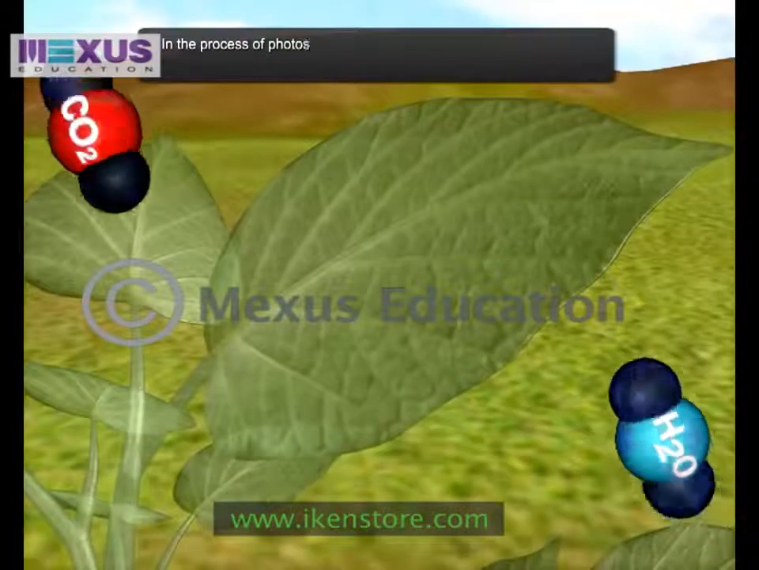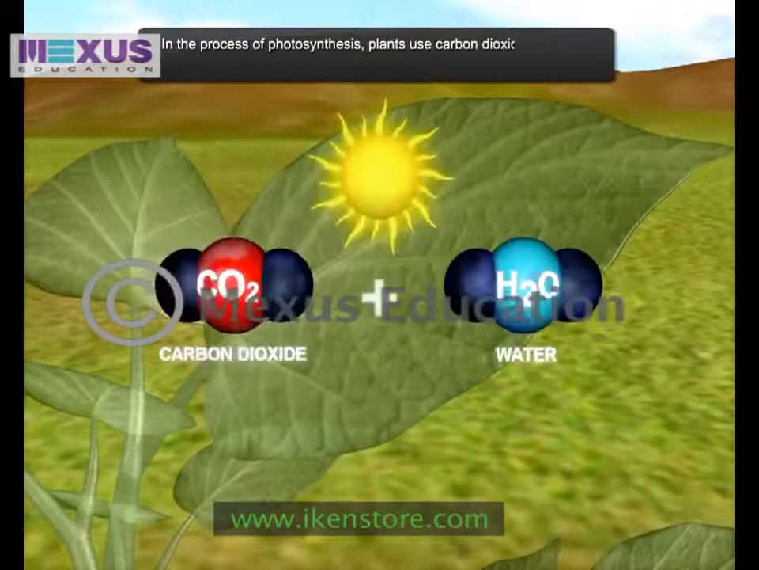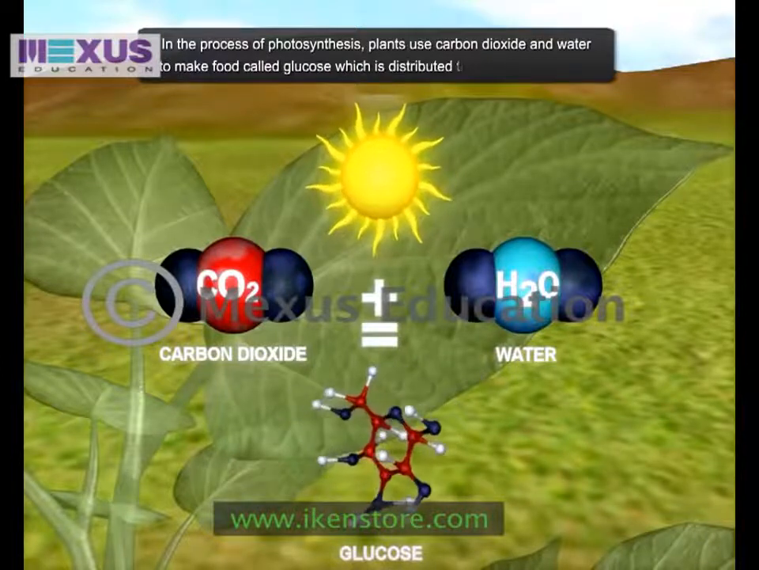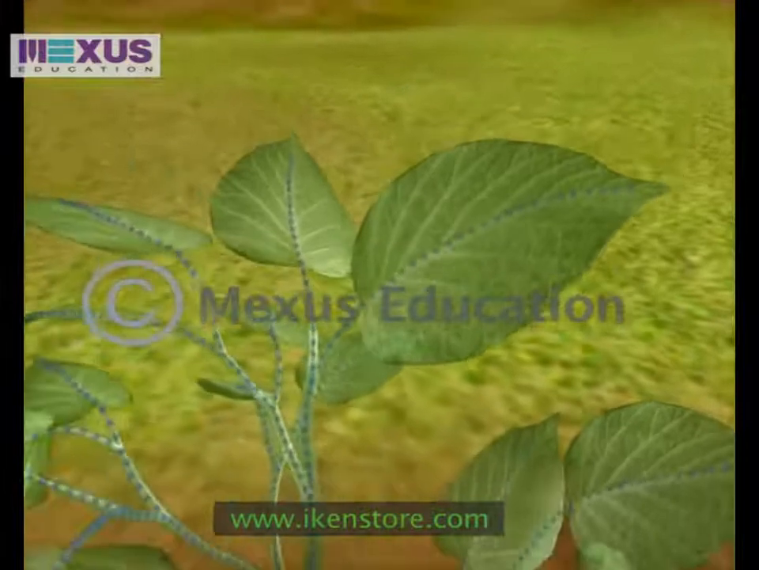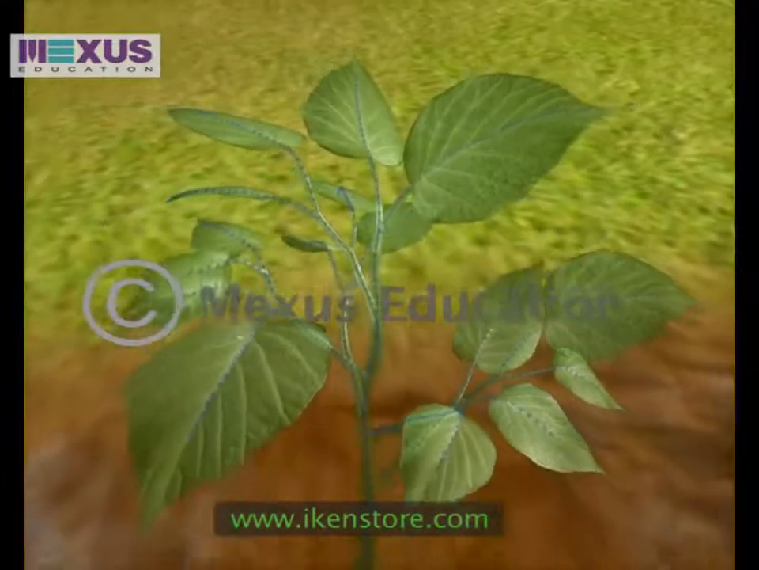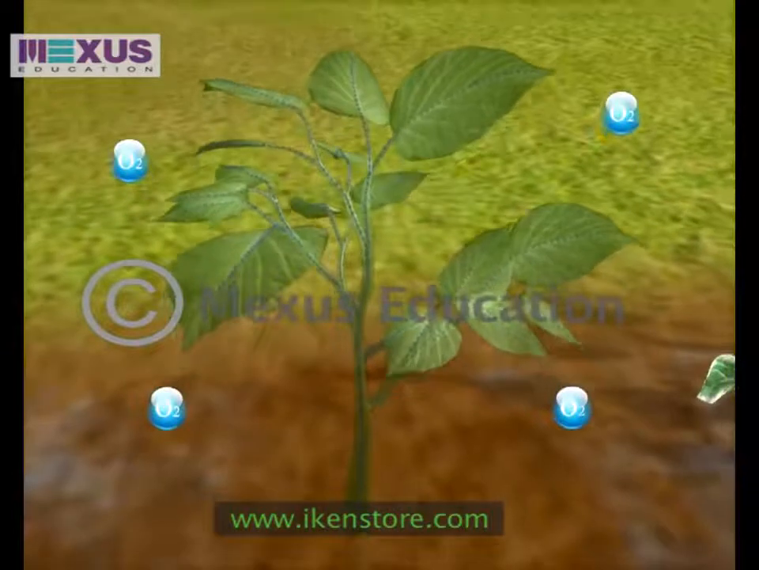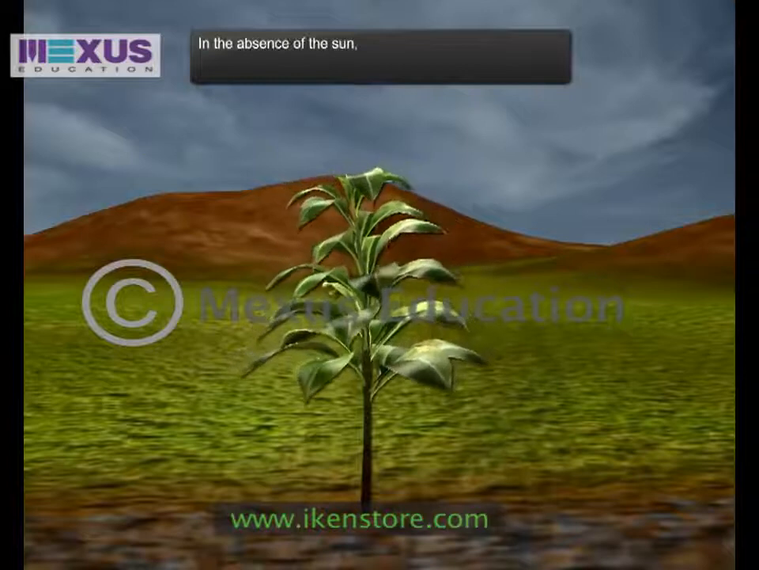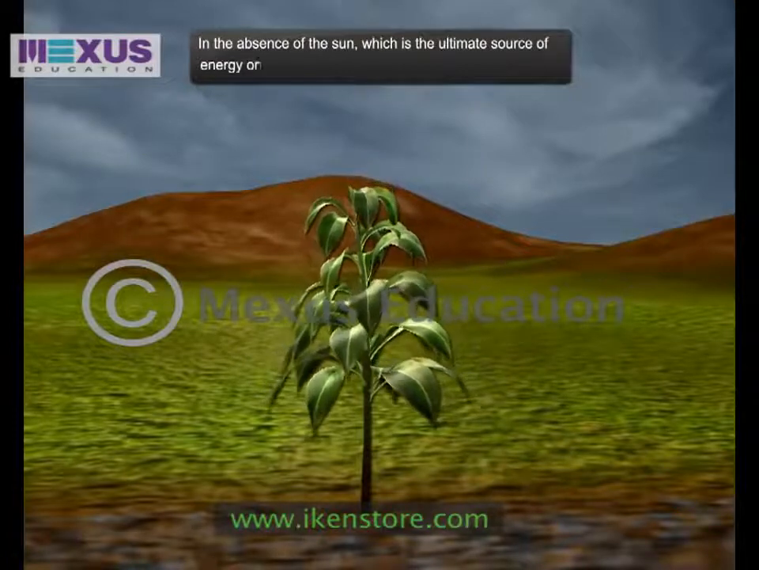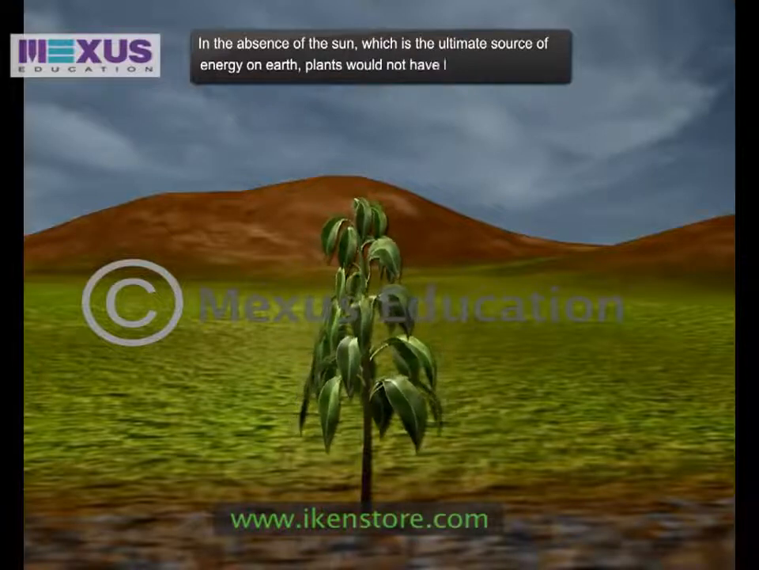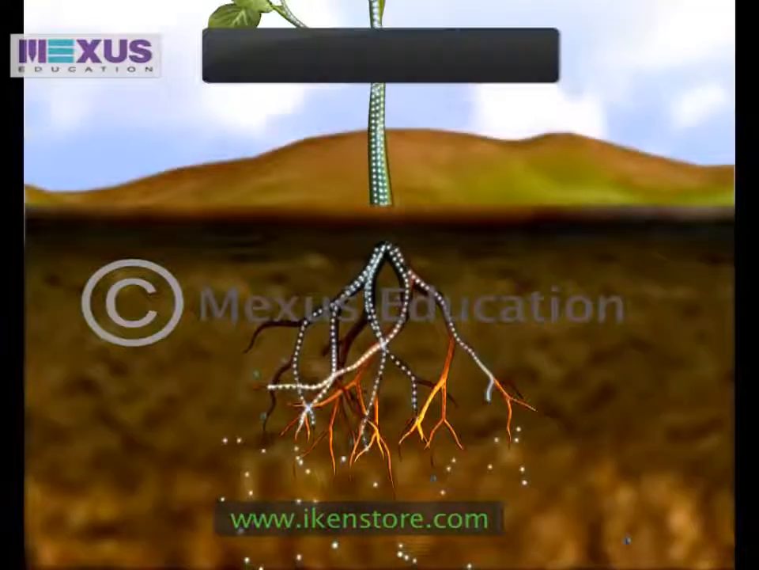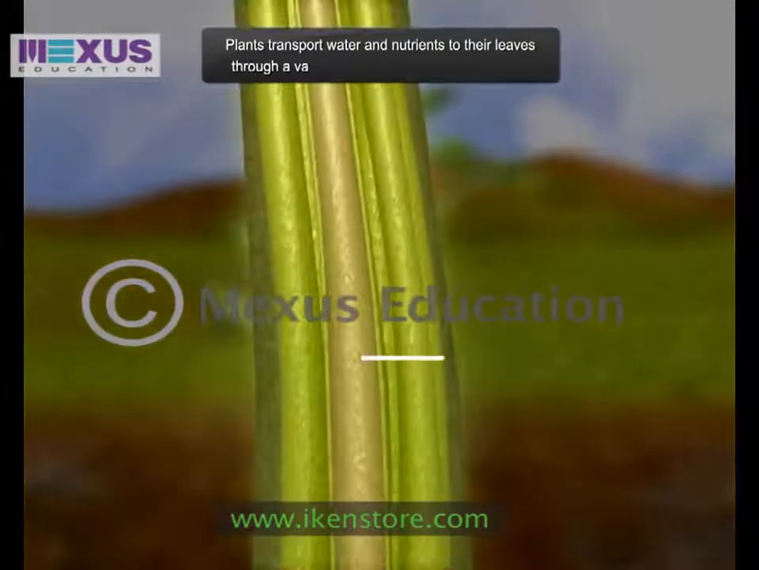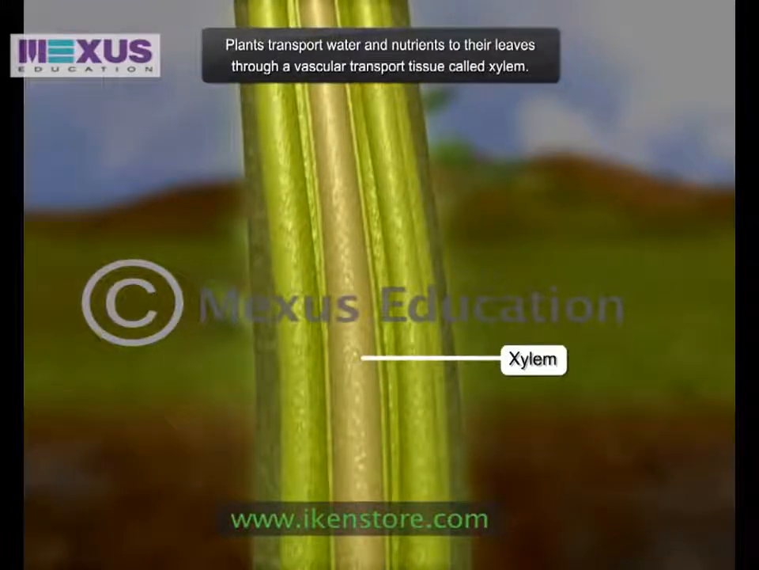In the process of photosynthesis, plants use carbon dioxide and water to make food called glucose, which is distributed to all parts of the body. As a result, the plants breathe out oxygen in the air, which all living beings need to survive. In the absence of the sun, which is the ultimate source of energy on Earth, plants would not have been able to survive.